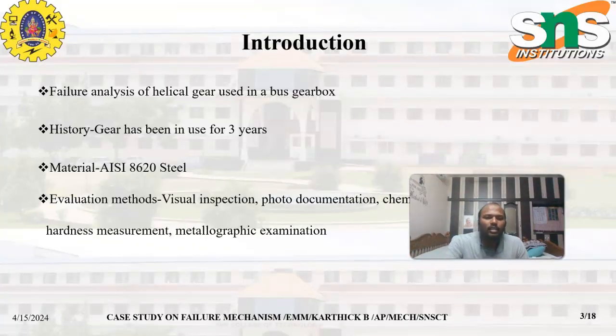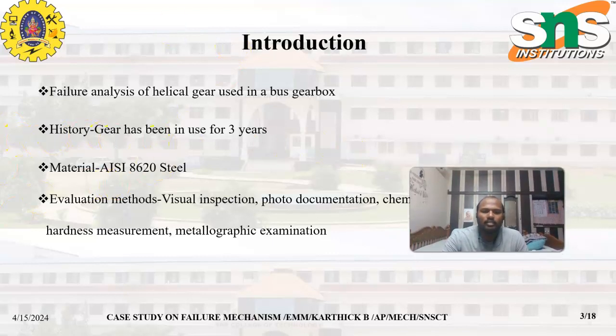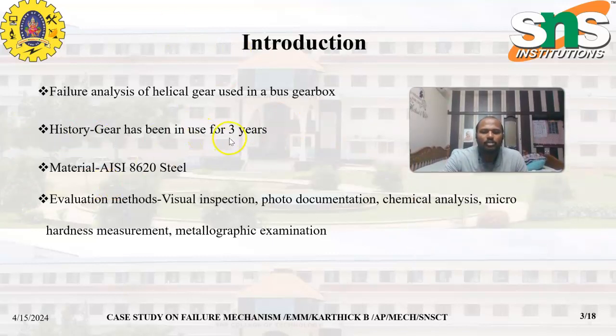In failure, the introduction is about the failure analysis of a helical gear, which is used in a gearbox. The history is that this gear has been used for 3 years, and the material which is used is AISI 8620ST, and the evaluation methods are visual inspection, photo documentations, chemical analysis, micro hardness measurements, and metallography.